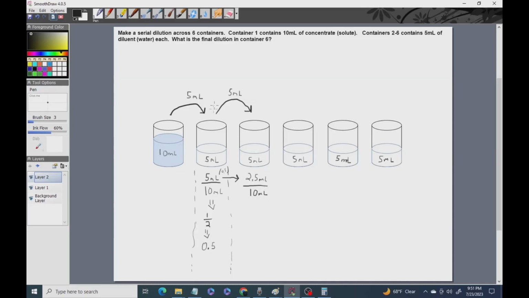Now, again, we're adding 5 milliliters, so we still have a total of 10 milliliters, but because we solved for our multiplier, this multiplier gives us the concentration or the amount of solute that is going to be in tube 3. So that's the total amount of solute there. And we can reduce that, let's just reduce the fraction.